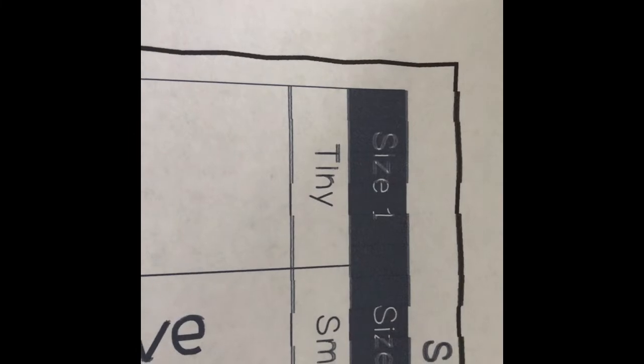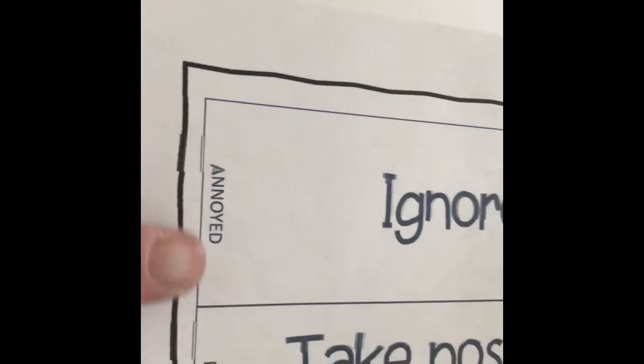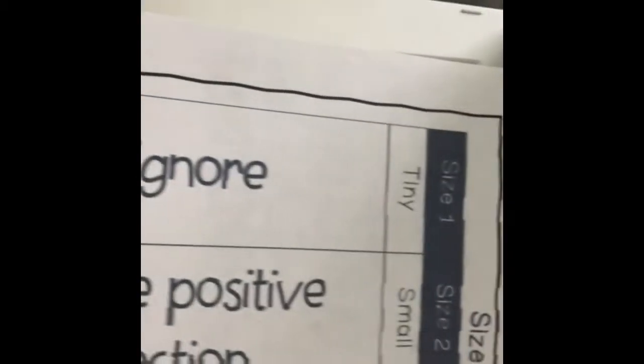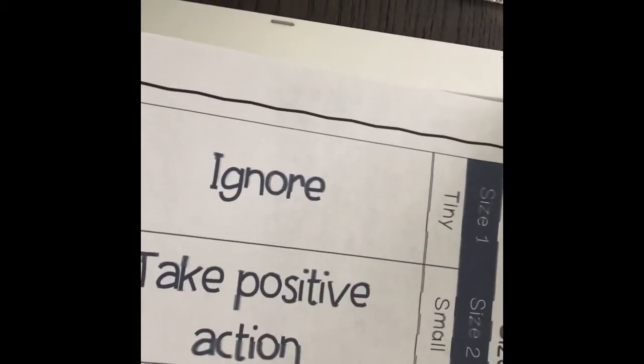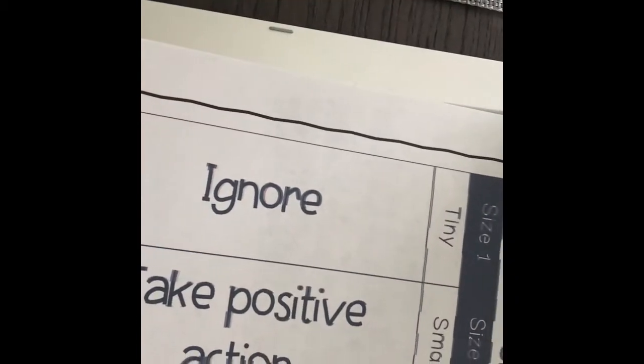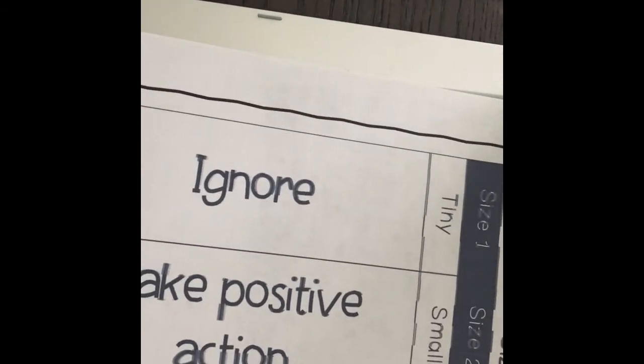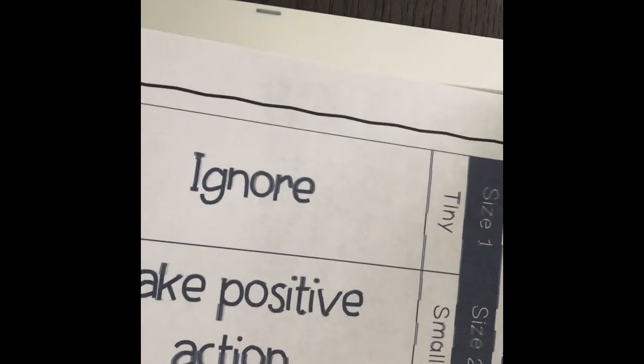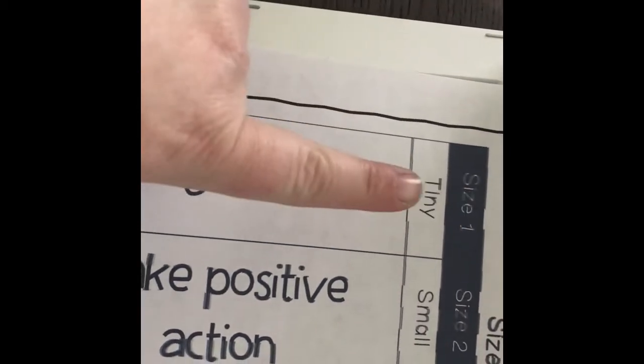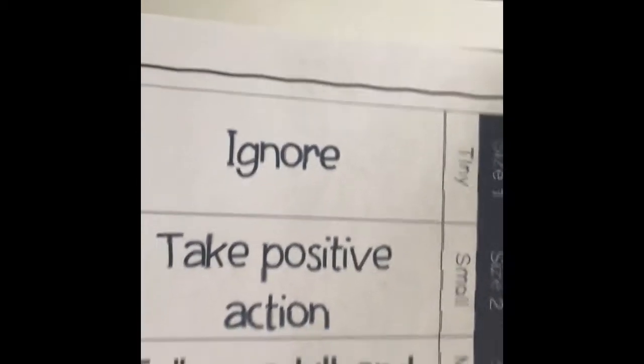Let's start with size 1, tiny problem. An example of a tiny problem is maybe your pen ran out of ink, or maybe your pencil broke. You might feel annoyed. One of the ways that you can fix a tiny problem is ignoring it or using your words and asking for a new pen or pencil. That is a tiny problem and a tiny reaction.